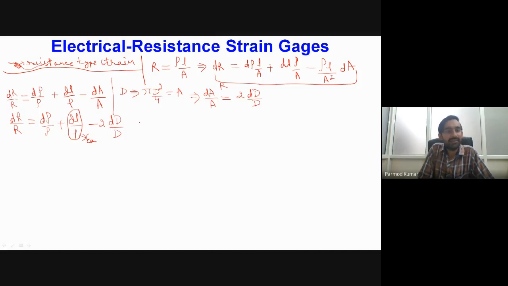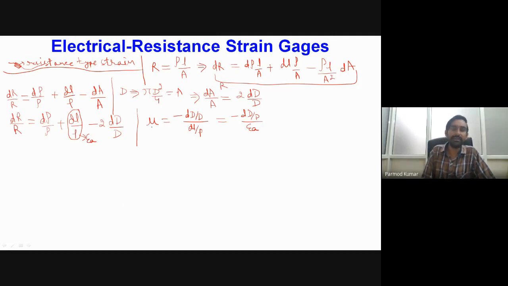Then what do we have after that? After that, we know that our Poisson's ratio is nothing but minus of lateral strain divided by axial strain. Okay, where our lateral strain is equal to dD divided by D, and axial strain is equal to dL by L. And that I have written as minus dD by D divided by dL by L, I can simply write as epsilon A.